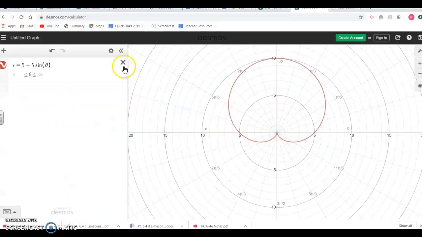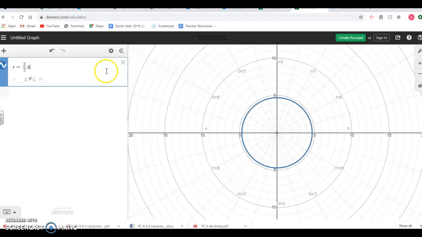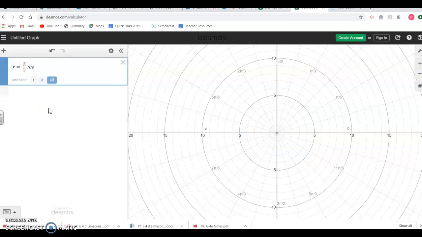So we have r is equal to 3/2 theta. As you know, I love Desmos. r is equal to 3 over 2, oh, I should probably click in the box. r is equal to 3 over 2 times theta.